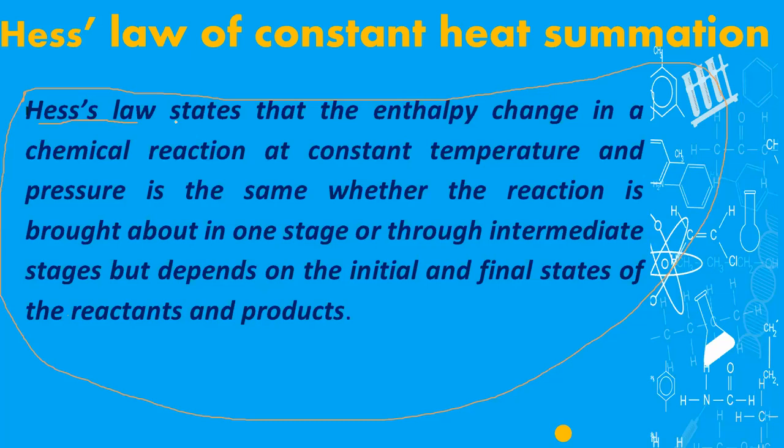So Hess's law states that the enthalpy change in a chemical reaction at constant temperature and pressure, these conditions are very important, is the same whether the reaction is brought about in one stage or through intermediate stages, but it depends on the initial and final states of reactants and the what? And the products. With time, we'll get used to how that law can be stated. Can I go ahead? Yes, teacher.